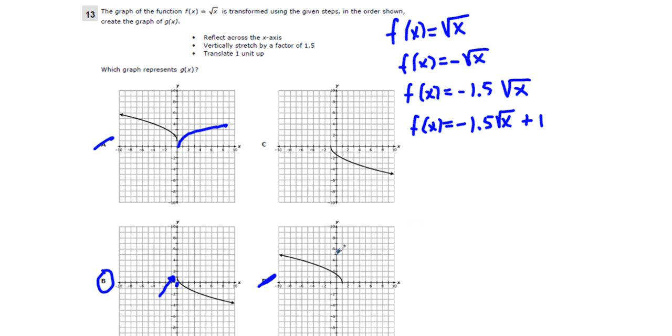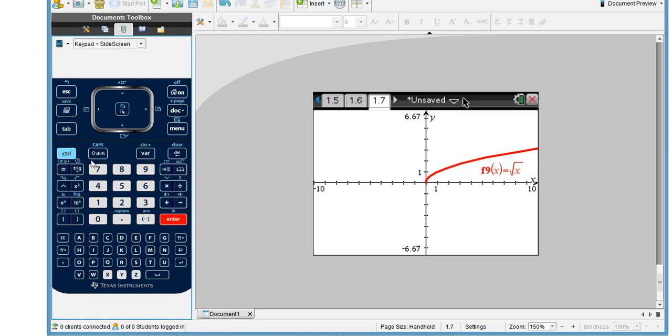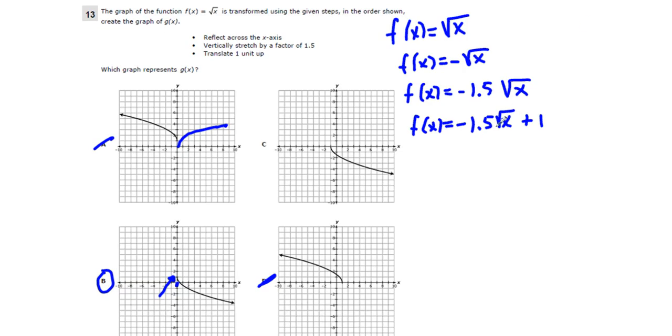And then you're going to see this answer choice we've chosen. I'm just going to do it here for fun. I'll just go to tab here. I'm just going to change it. Okay, negative 1.5 square root of x, and then we're going to come out here and add 1. See, there it is. That's our correct answer choice. So a lot of ways to do this.